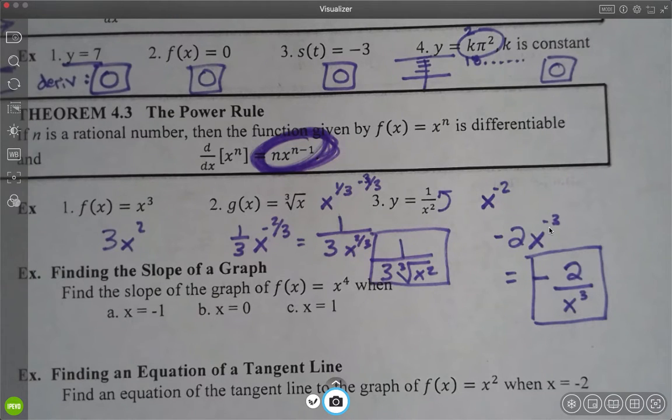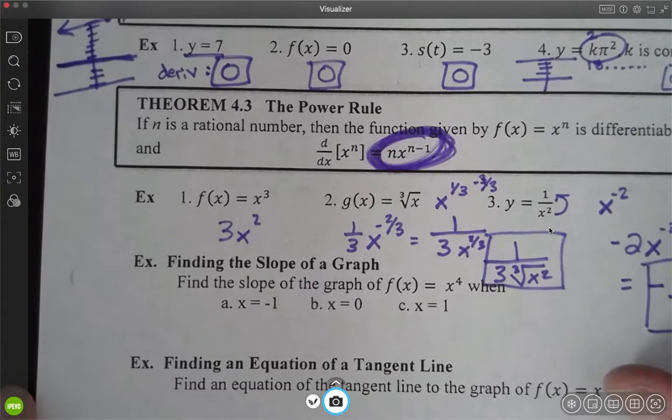Find the slope of the graph of x to the fourth power. Do you guys know what x to the fourth power looks like just by himself? W. Kind of. Okay, did I tell you I've been lying to you this whole time? Okay, so x to the fourth power, when you have it with other stuff. So I have been lying to you.